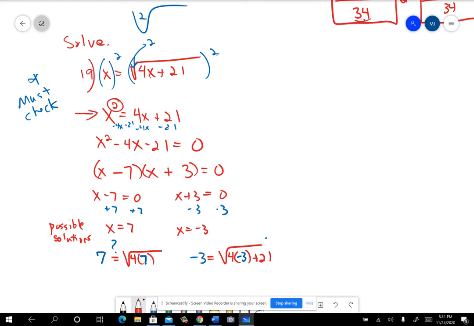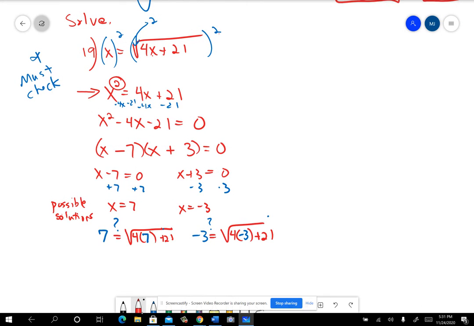Let me change that to red. You're just checking whether these really work in the original. If you look at this one, this is 28 plus 21. That is the square root of 49. The principal square root of 49 is 7. That's what it was supposed to be, so that checks. Over here, this is -12 plus 21, that would be 9. But the principal square root of 9 would be 3, not -3. So this one doesn't check.